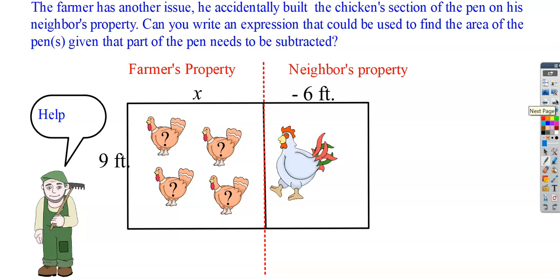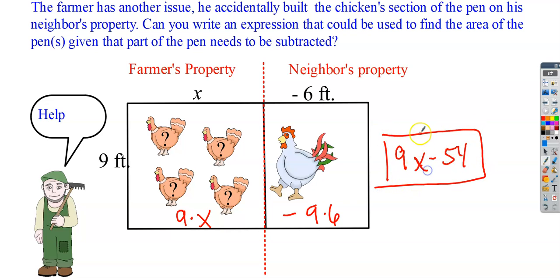Now, again, this is just another example of where I've got something that can be taken away. I think about the area of this as 9 times x, and I'm taking this away, so I'm going to put a minus sign in front of it. So the expression becomes 9x minus 54. That is the area that you have left over for the pens.